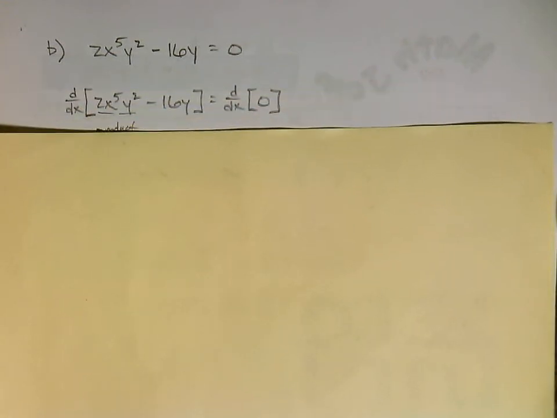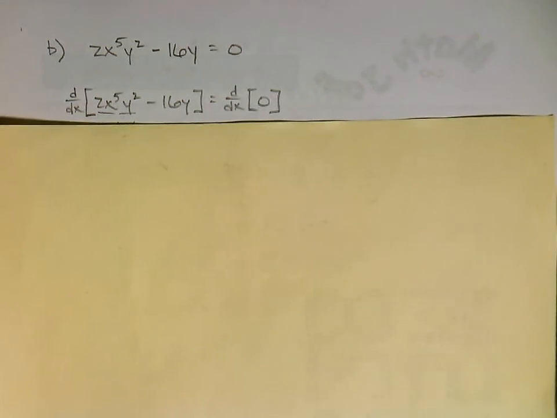All right, let's try now another one. We're trying to get more difficult as we go. That's the idea usually. Part B, what's going on here? 2x to the fifth y squared minus 16y equals 0. So we'll begin with step number 1, or at least setting it up. d over dx applying to the left equals d over dx applying to the right. That means we're about to take the derivative with respect to x to the left side and to the right side.